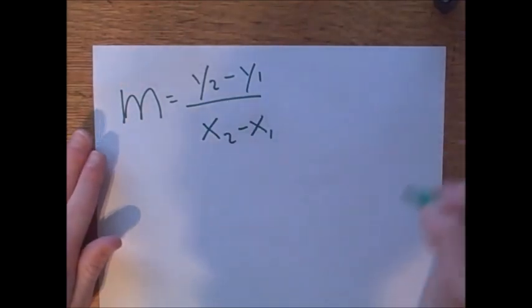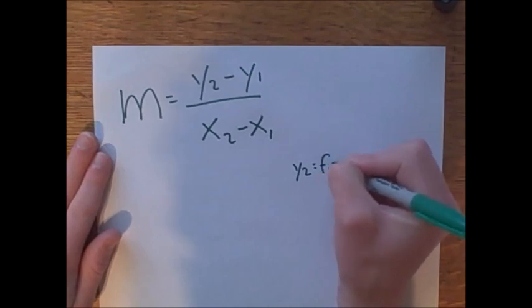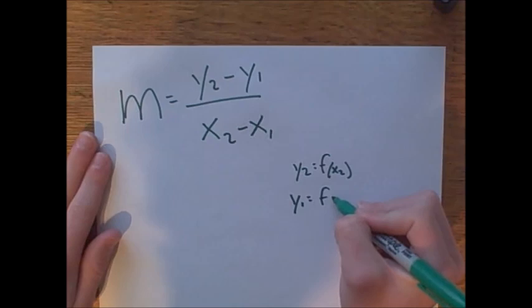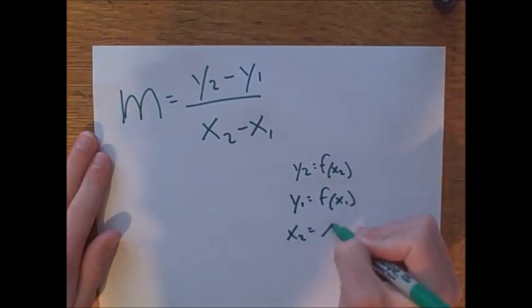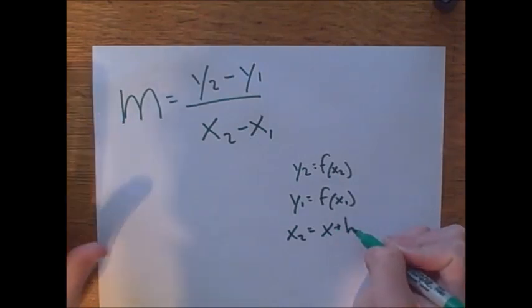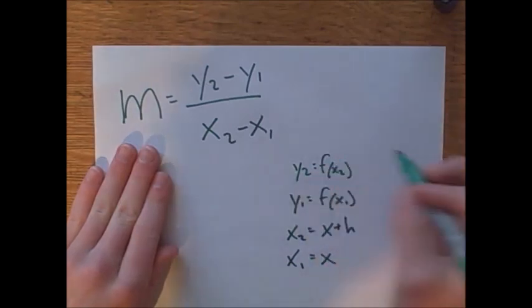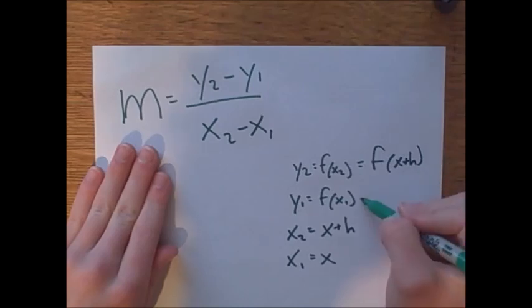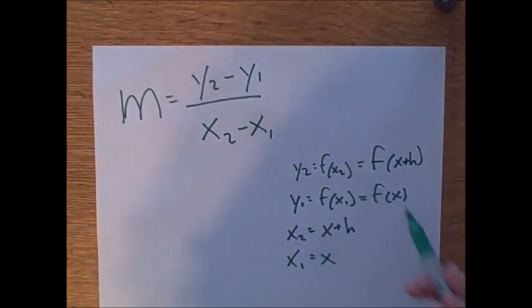Okay, so we're just gonna make y2 equal f of x2, y1 is going to be equal to f of x1. Sorry, x2 is going to equal x plus h, and I'll explain that in a moment, and x1 is just going to be equal to x, which means y2 is going to be equal to f of x plus h, and y1 is going to be equal to f of x. Okay? And like I said, I'll explain this in a moment.